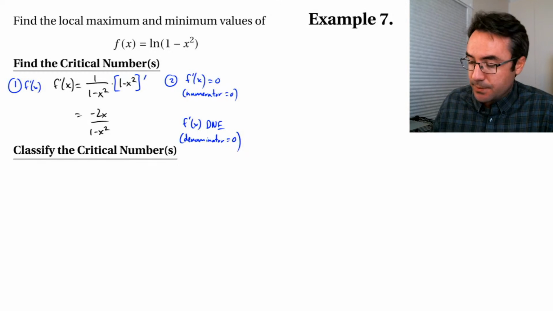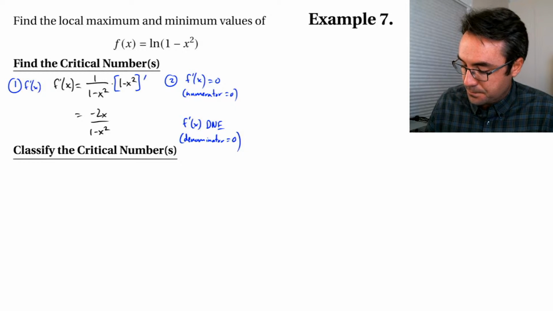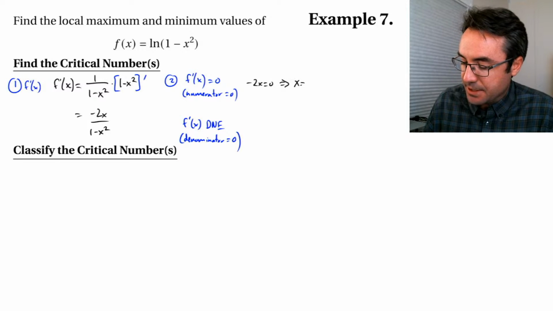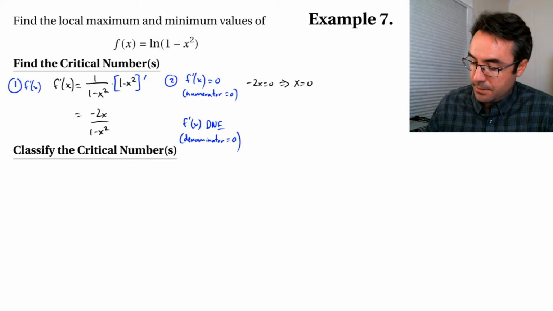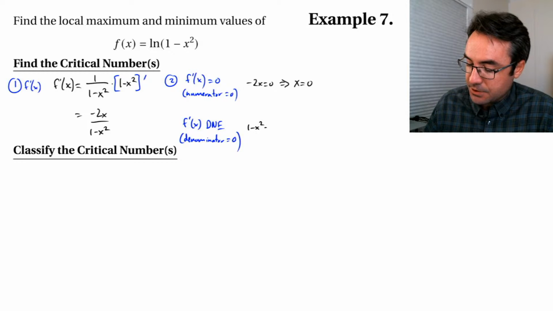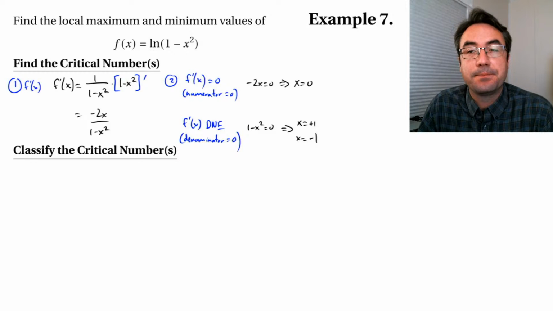All right, so what happens when we set the numerator equal to 0? That gives us -2x equal to 0, which gives us x equal to 0. Then we set the denominator, 1 minus x squared, equal to 0. If we solve for x, that gives us x equal to plus or minus 1. That gives us two possible values there.